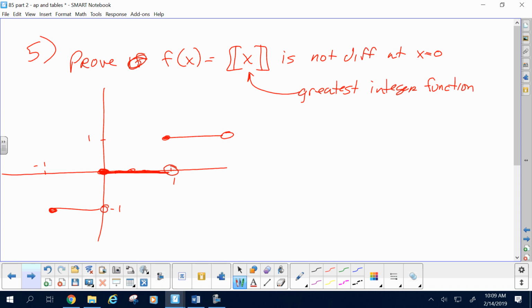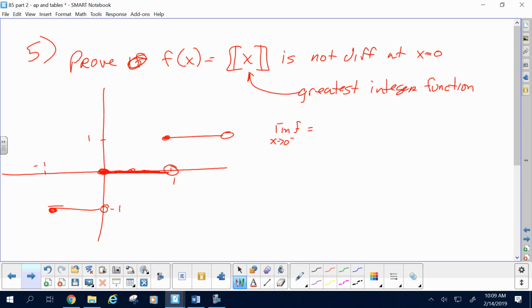Well, what's the first condition for differentiability? Continuity. It's not continuous at 0. So you would say something like, you can't just say, hey, it's not continuous, so forget you. You have to say why you say it's not continuous. The limit as x goes to 0 from the left of the function. What is it?